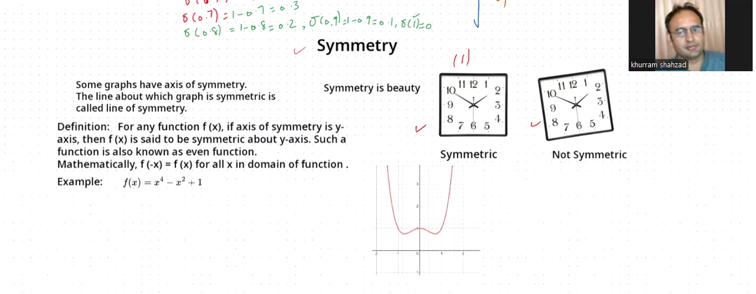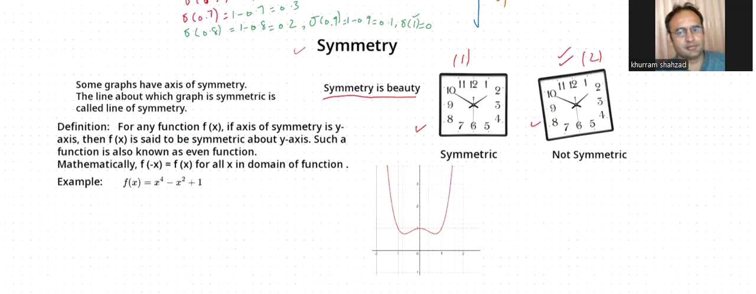But this second one is tilted to one side and it may not look good because this is not symmetric. So this is a simple explanation of symmetry apart from the mathematical concept. That's why it is rightly said that symmetry is beauty.